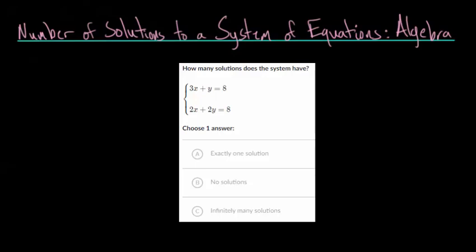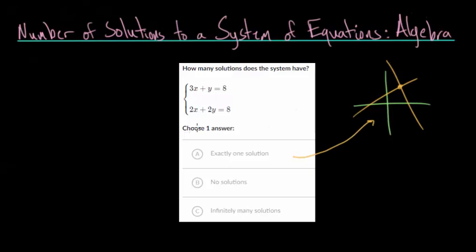In this video, I'd like to talk about the number of solutions to a system of equations, but this time I want to take an algebraic approach. So recall that you have these three different situations. When you have a system and they essentially have these two lines, they're going to intersect in most cases at just one point. And so that would be the case where you have one solution.